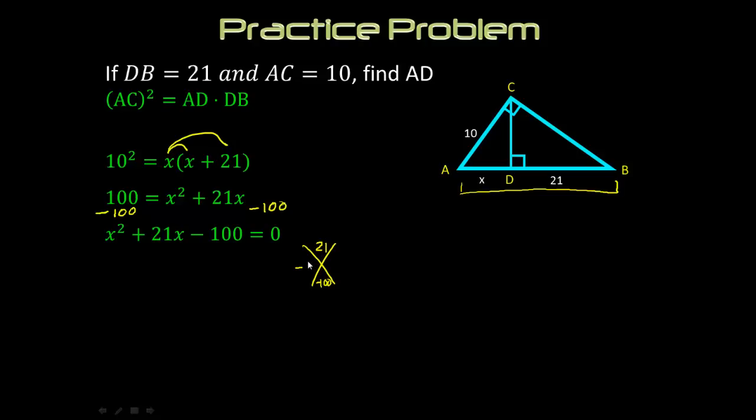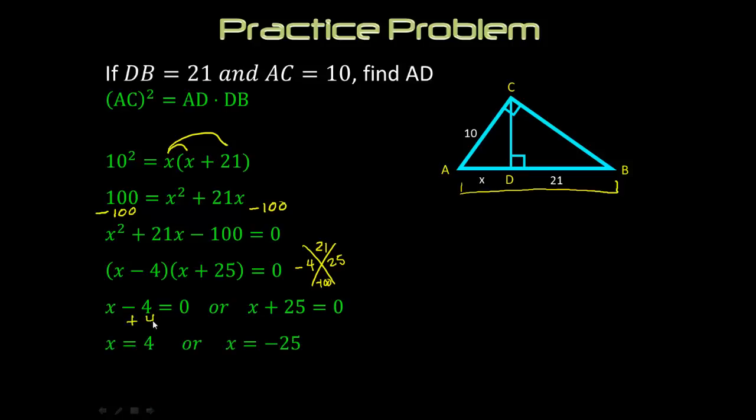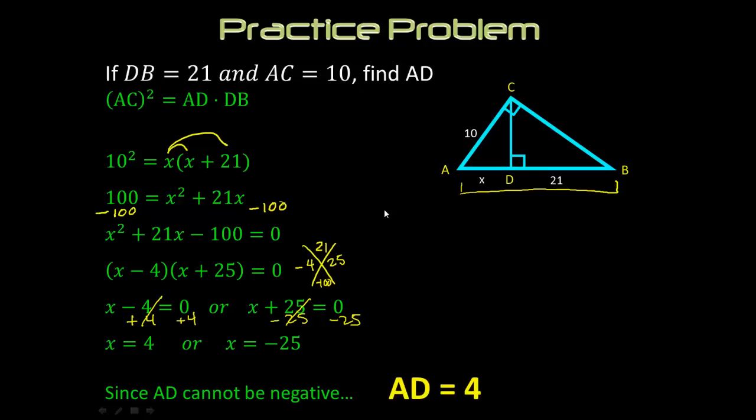Well, I'll save you the time. It's negative 4 and positive 25. So you do x minus 4 and x plus 25 equals 0. Split those up so you have x minus 4 equals 0 or x plus 25 equals 0. You have to add 4 to both sides here, subtract 25 from both sides here. Those cancel out. You get x equals 4 or x equals negative 25. But again, remember, we're talking about a measurement. So we reject the negative 25, and we're left with AD equals 4.